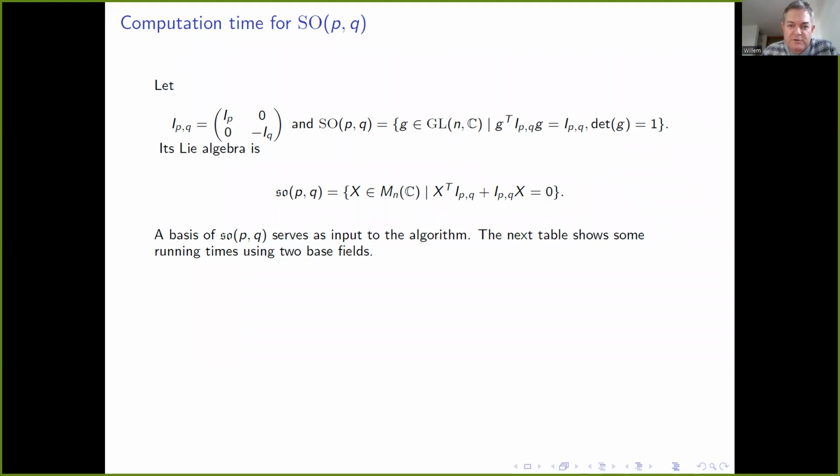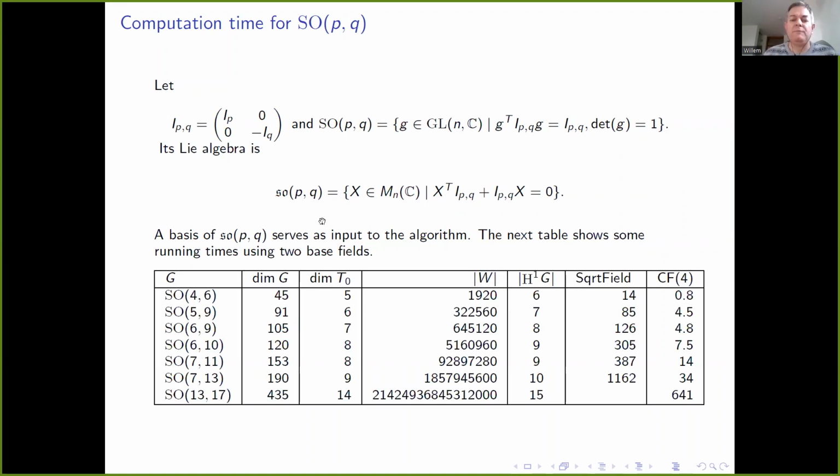And then in the next table, I show some running times using two base fields. In this case, because it's connected, we don't need to take square roots and things. That's because the square root things come up only in the part of the algorithm where the group is not connected. So here are some running times. This is interesting.